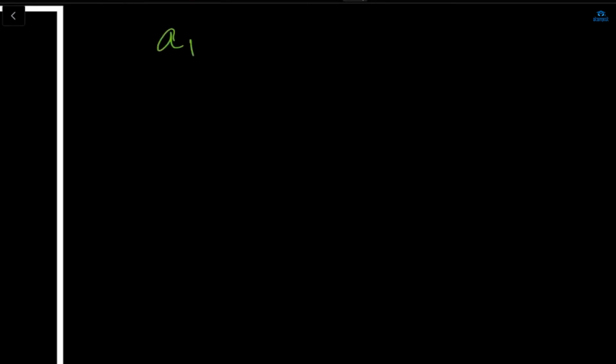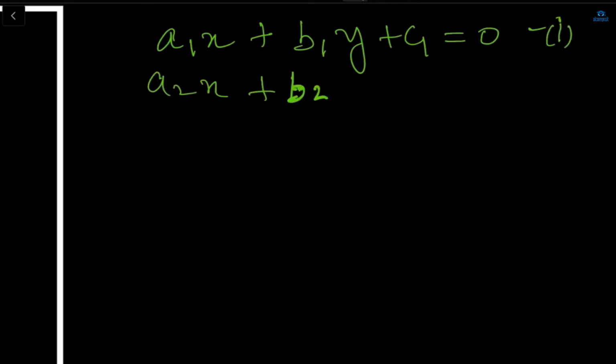We have the two equations: A1x plus B1y plus C1 is equal to 0, equation number 1, and A2x plus B2y plus C2 is equal to 0, this is your second equation. I'm telling you about the unique solution. For a unique solution, A1 by A2 is not equal to B1 by B2. That means A1 multiplied by B2 minus A2 multiplied by B1 is not equal to 0. So this is for a unique solution.